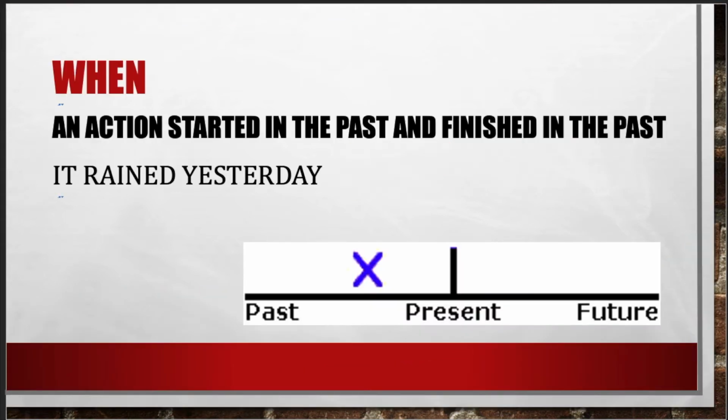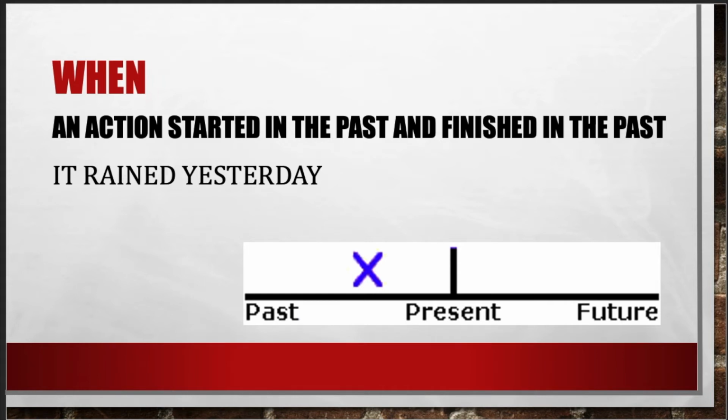When do we use the simple past? Well, the main point is that we use the simple past when we talk about an action that starts and ends in the past, okay? As you can see in the image, the X marks just the past, okay? Not in the present or in the future, just in the past. Starts and ends in the past, okay? For example, it rained yesterday, okay? Llovió ayer.